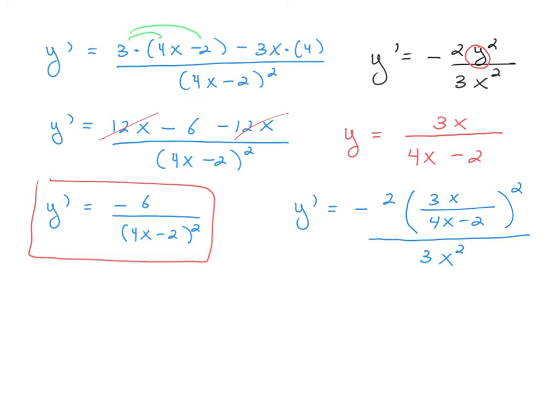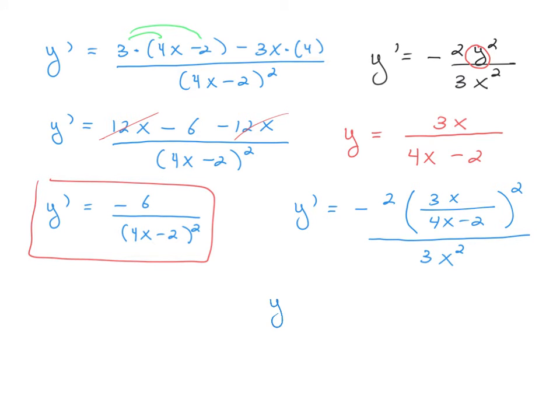This thing. Okay, if I square this fraction, I can square the top and the bottom separately. And this part's going to be 9x squared. And this part I'm going to leave as (4x - 2) squared since I see it over here.